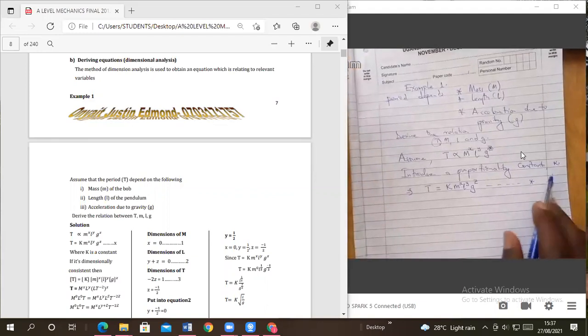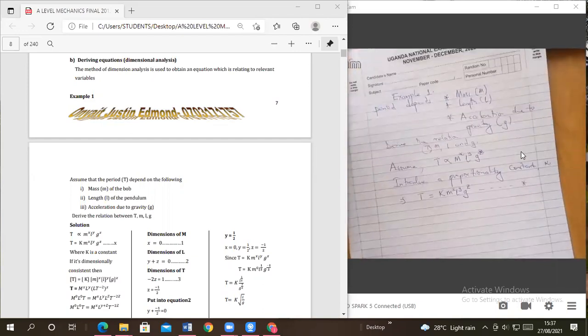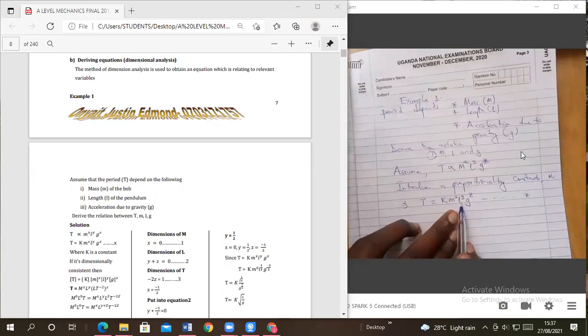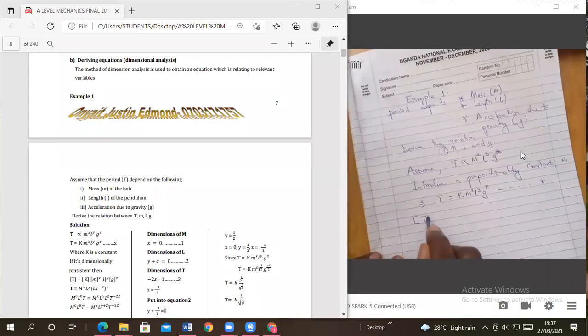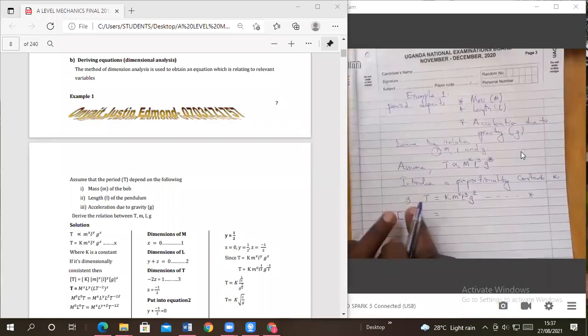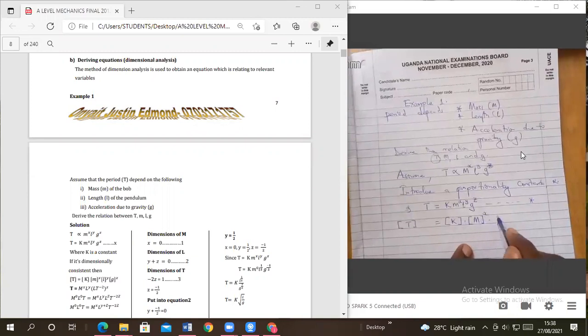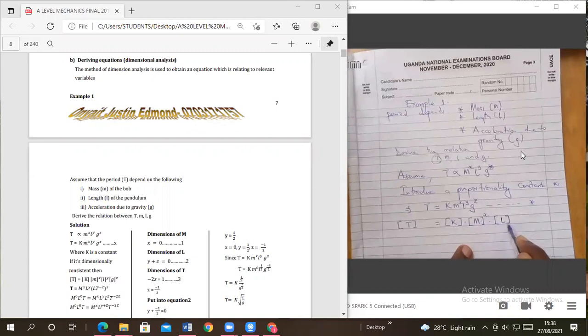Now, after introducing the constant K, we go and get their dimensions. We get the dimension of the period, of K, of M, of L, then of G. So dimension of T, and when you're writing dimension, you introduce a close bracket. So dimension of K times dimension of M to the power X times dimension of L to the power Y times dimension of G to the power Z. Dimension of each of them.